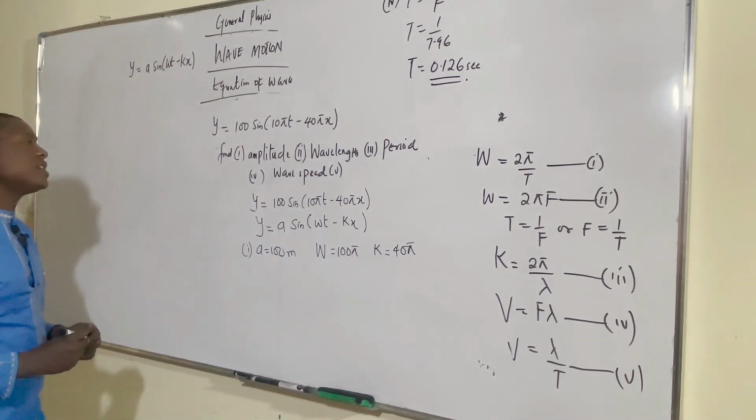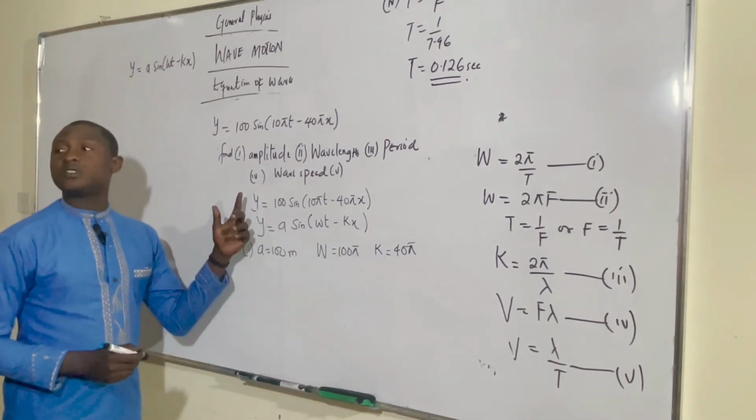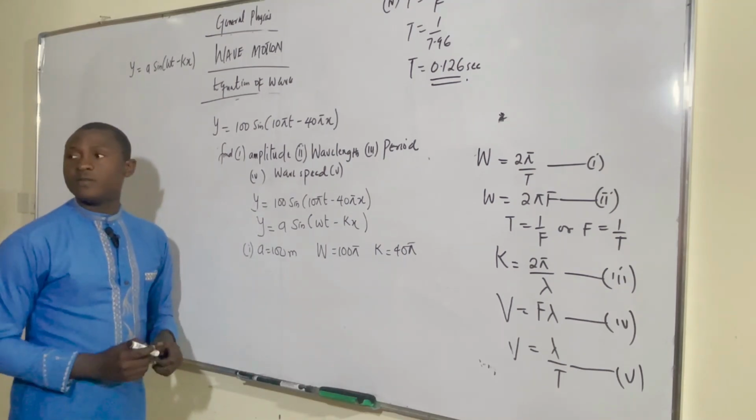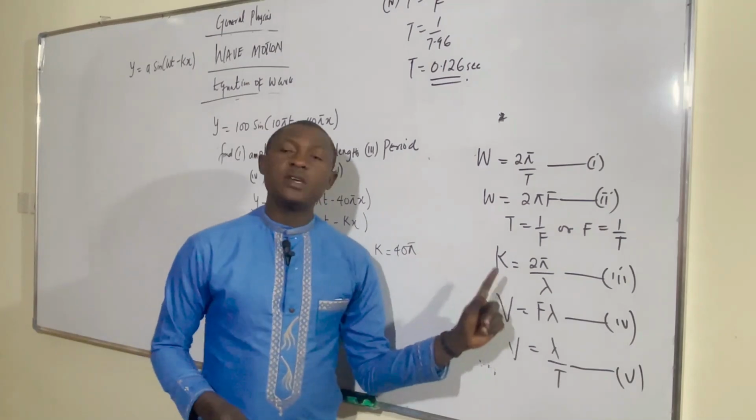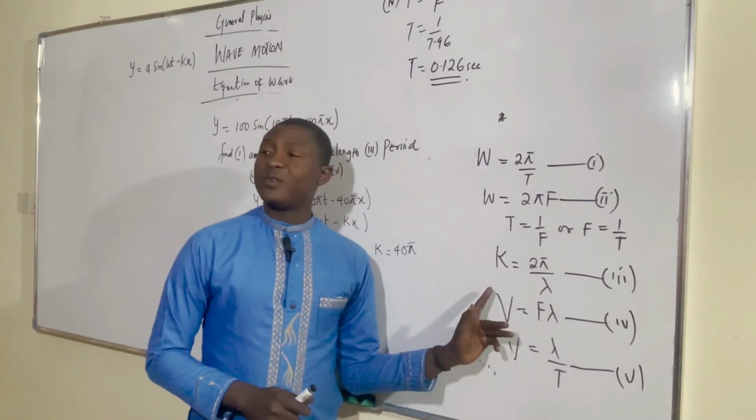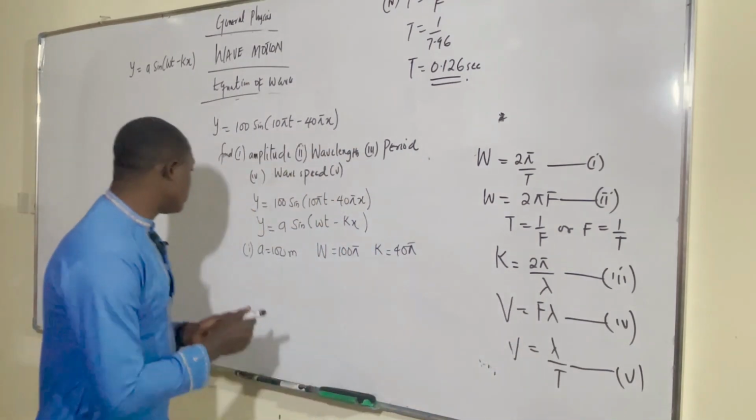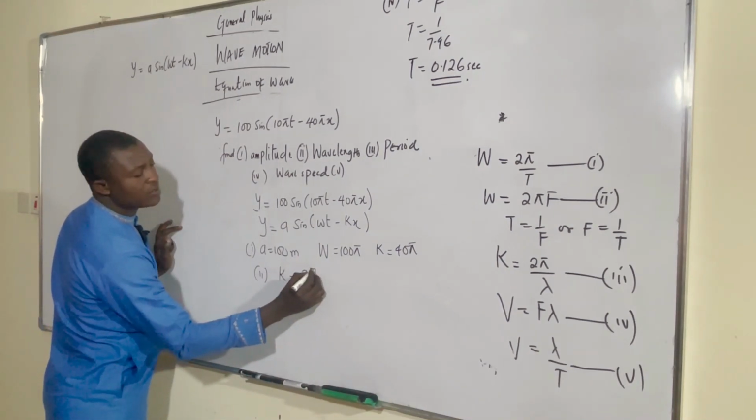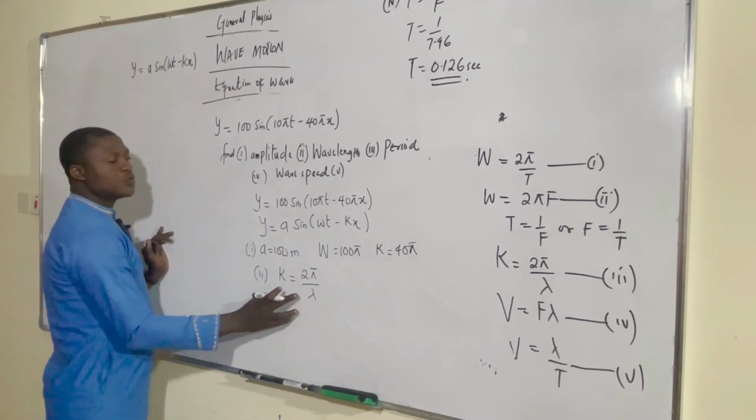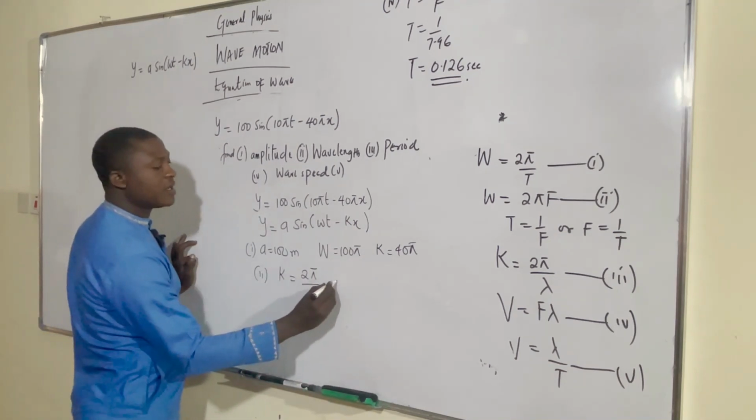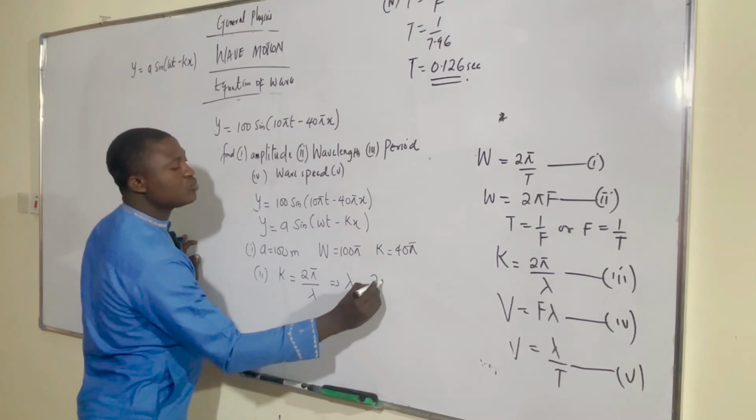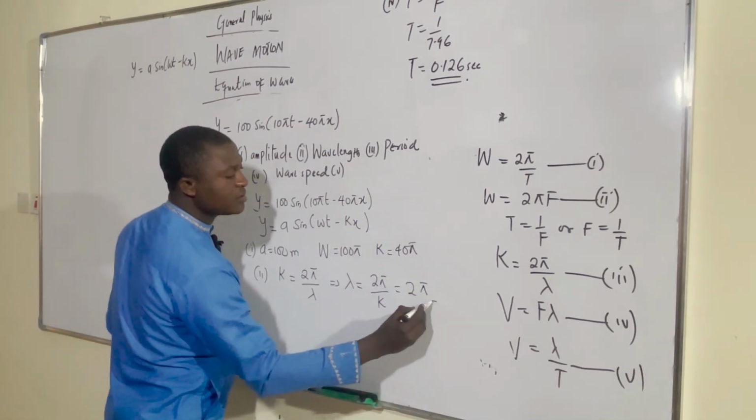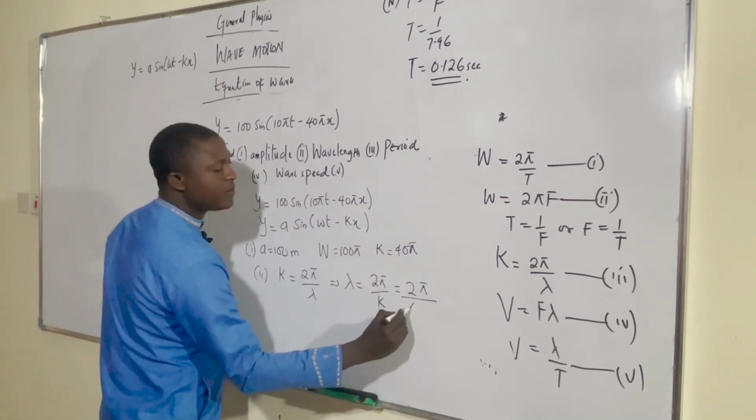The first question was the amplitude, which we got from the equation. Now the second question is to find the wavelength. Recall that if the value of k is known, then we can find the wavelength from that. We know that k is equal to 2 pi over lambda. If I make the wavelength the subject, lambda is 2 pi over k. So we have 2 pi divided by our k, which is 40 pi.